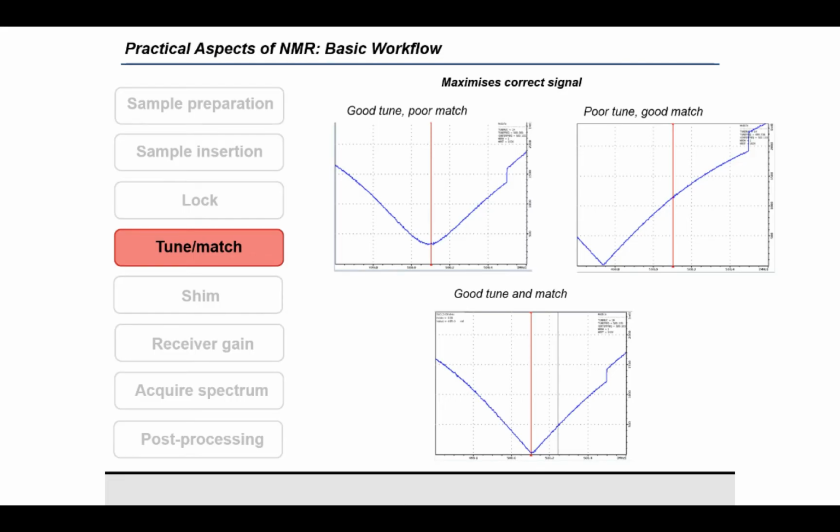So that one on the top left is a good tune, because we've got the lowest attenuation at the frequency that we care about, but it's still quite a lot of attenuation, so it's not a particularly good match. On the right, we've got a good match, but not in the right spot, so it's not a very good tune. And finally, the middle bottom graph is something that's both a good tune and a good match.